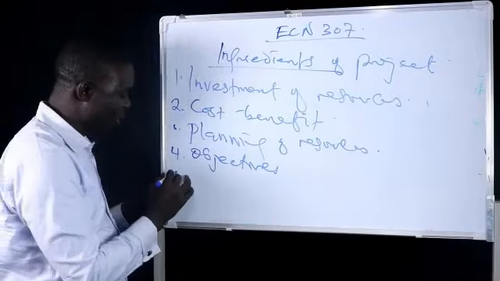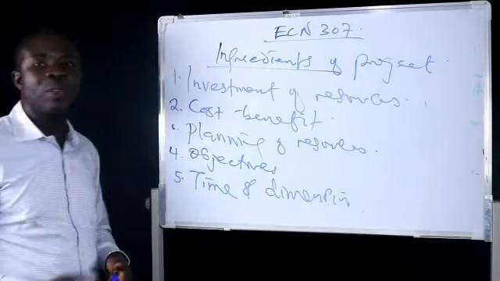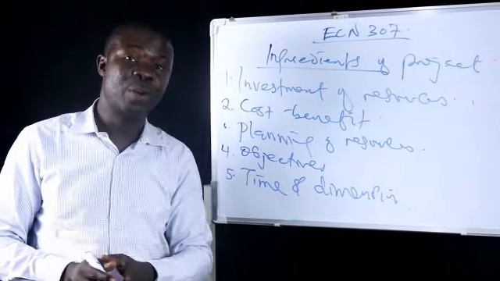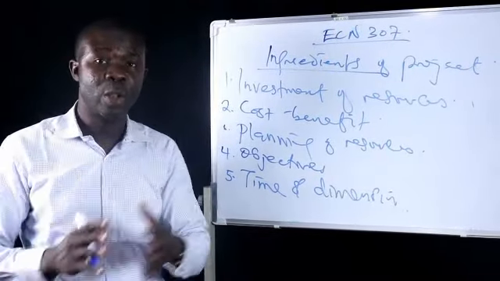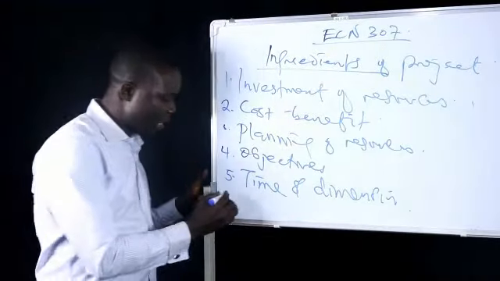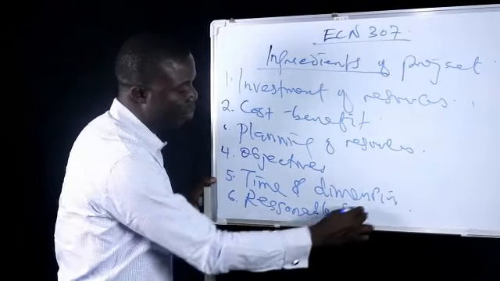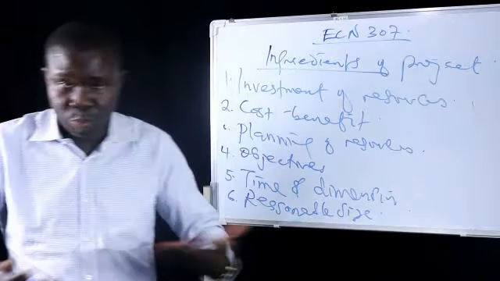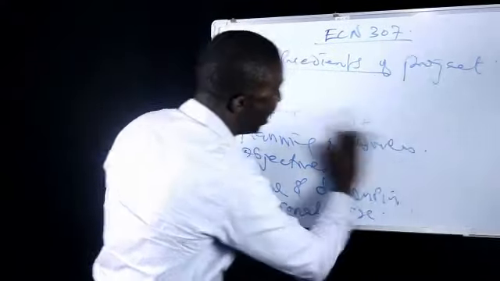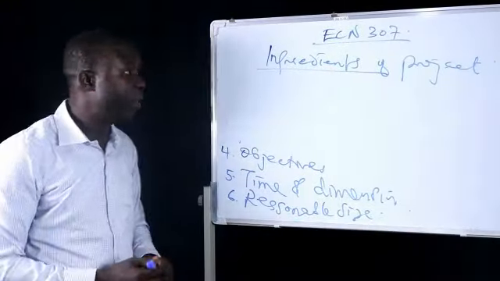Another one is time and dimension. What it means is that a project must have reasonable time. It must have a beginning and an end. Everything that has a starting point must have an end. So the project must have a limited period of time, from start time to end time. Another one is that it must have reasonable size. We can have a big project, we can have a small project. So it's very important we know the size of the project. The size must be defined, whether it's going to be a big, medium, large or small project. All those things have to be defined.